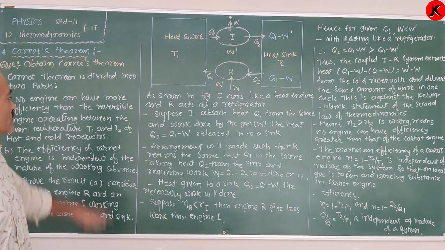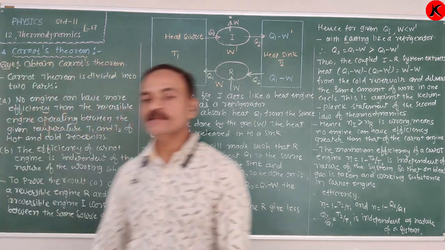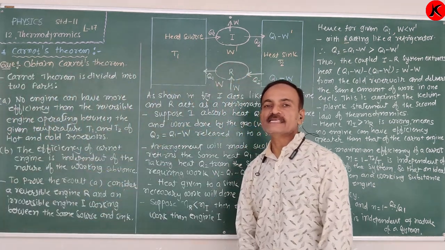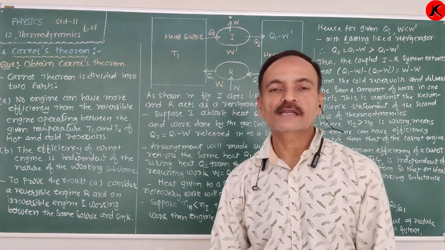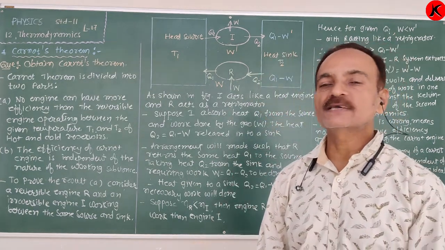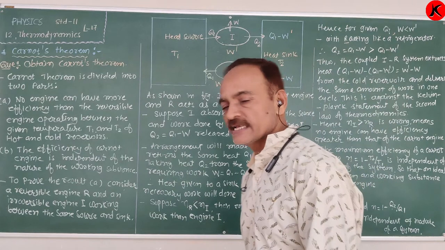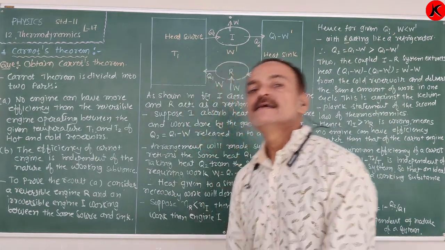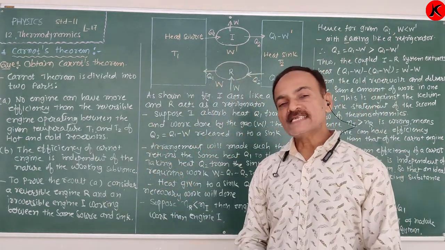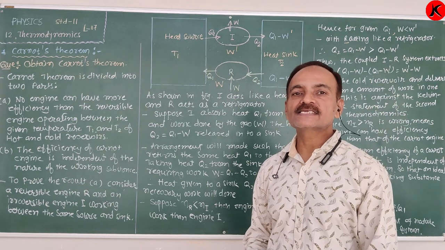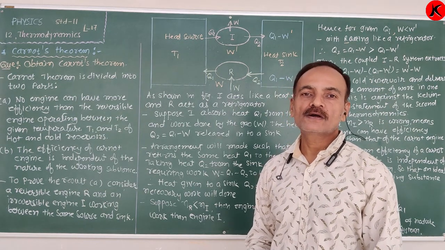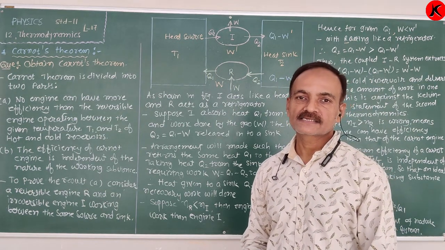Right? We have to prove these two parts of the Carnot theorem. The efficiency of any heat engine is never more than the efficiency of a reversible or Carnot engine. And second, the efficiency of a Carnot engine is independent of the type of working substance. Clear?